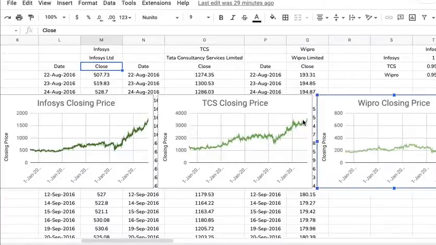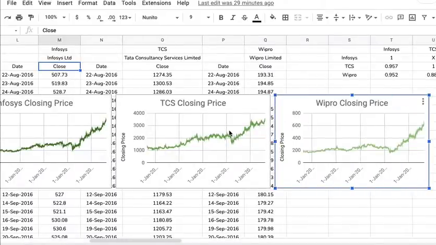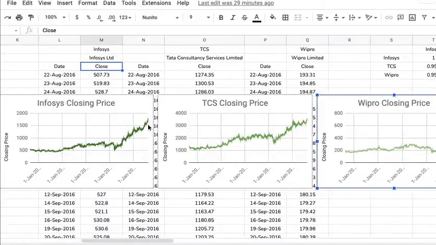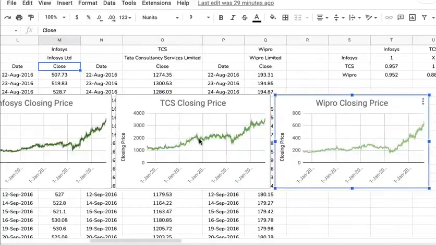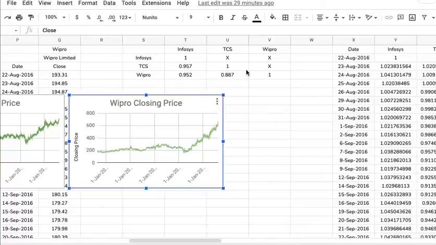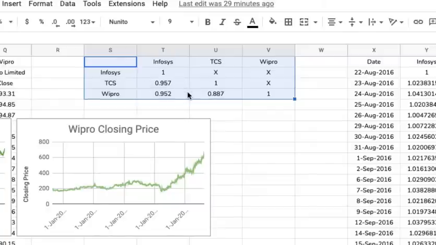And the thing which you can realize from here is, again, you can see that there is some kind of relation between these three. So how will you understand how strong the relation is? Again, we will rely on the correlation coefficient. So what we can do here is we can make a correlation matrix like this, right? You can see that between TCS and Infosys there's 0.957, and between Wipro and Infosys there's 0.952.